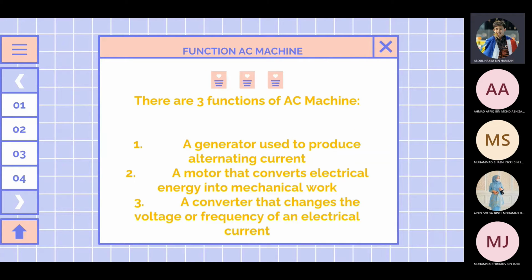There are three functions of AC machine. First, a generator used to produce alternating current. Second, a motor that converts electrical energy into mechanical work. And the last one, a converter that changes the voltage and frequency of an electrical current.